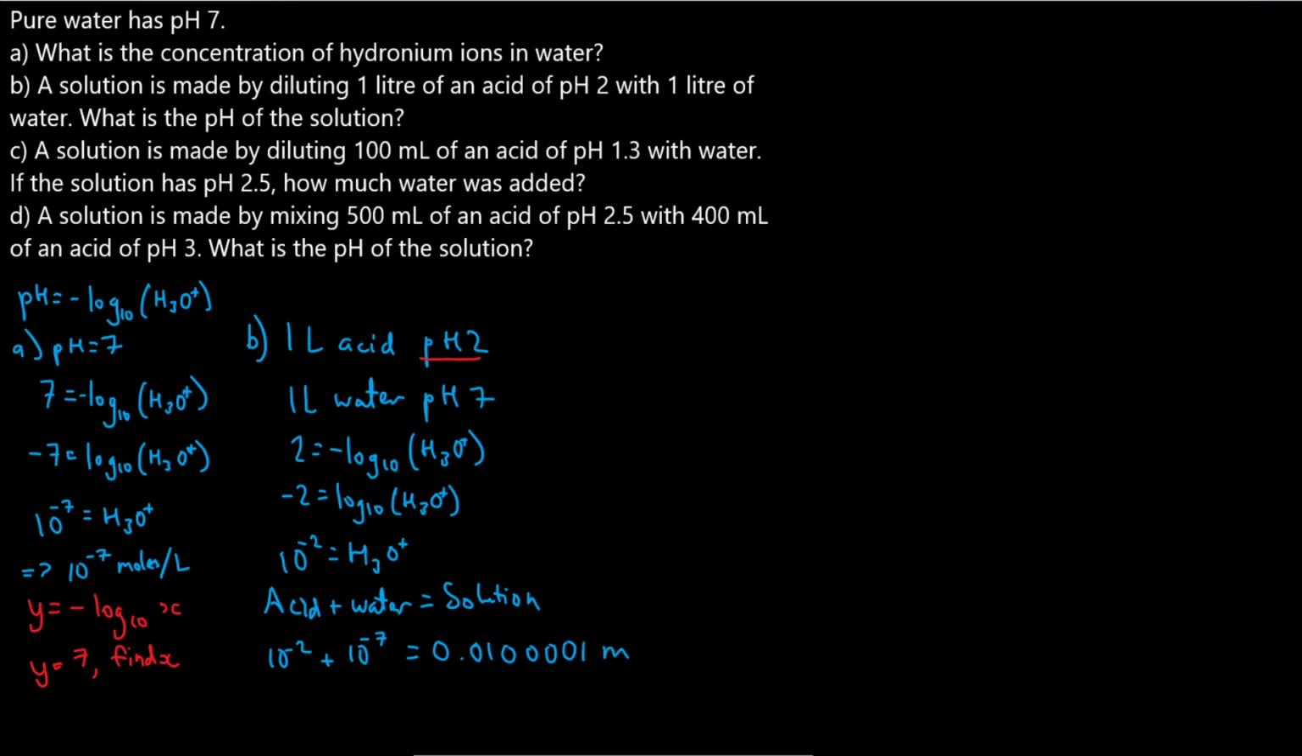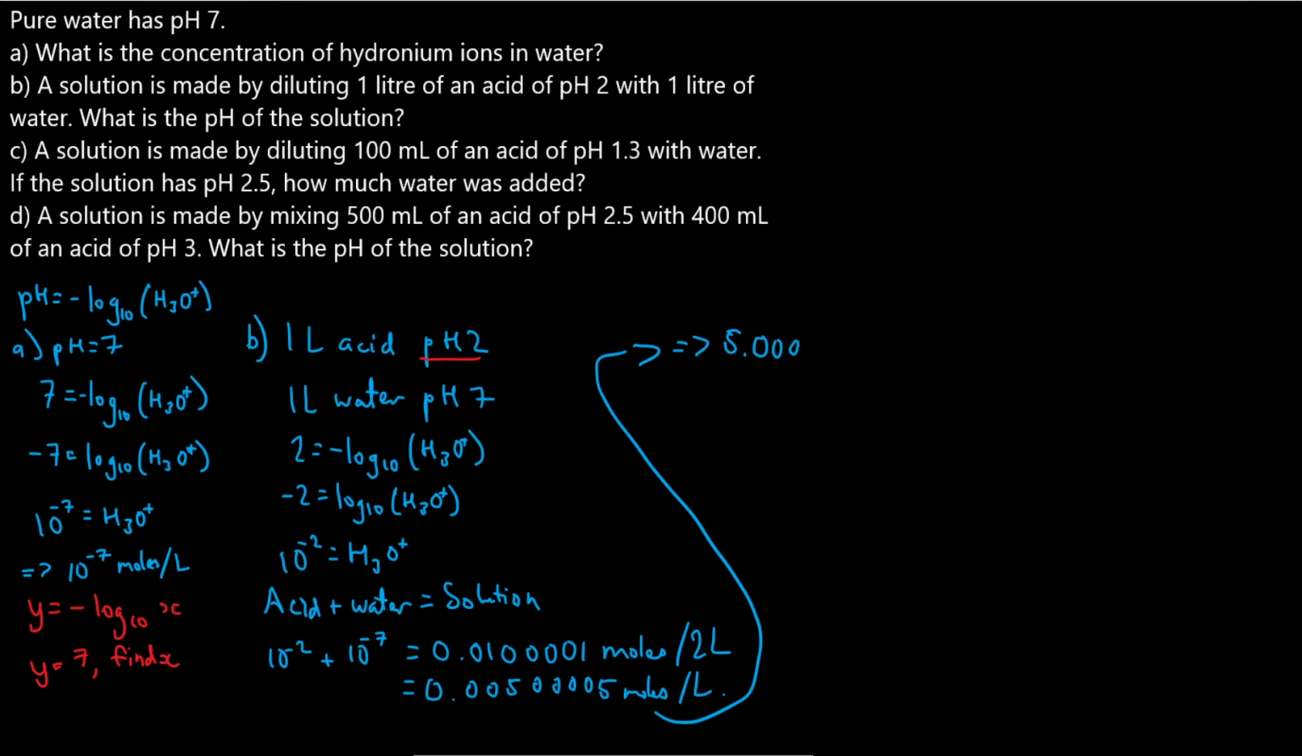And that is moles. And this is per 2 liters, of course, because we've got 1 liter of acid, 1 liter of water. So we'll have 2 liters in total. The concentration is given per liter though. So we just have to make this into a per liter measurement. So we divide everything by 2. So that'll be 0.0050005 moles per liter. And let me just continue that up here. So that is the same as 5.00005 times 10 to the negative 3.